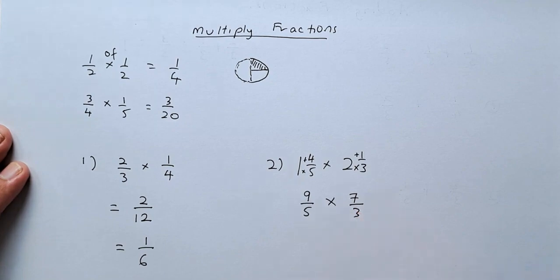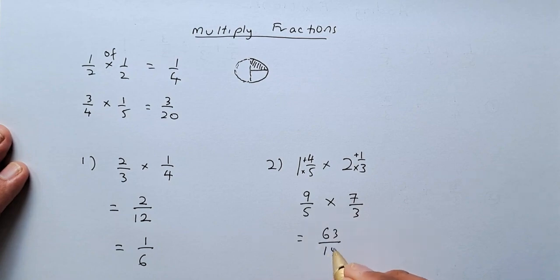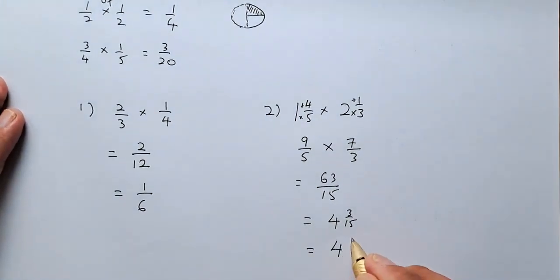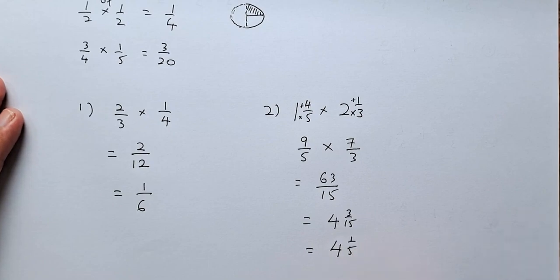You're going to multiply them. 9 times 7 is going to be 63 out of 15. And you need to simplify them. It's going to be 4, since 4 times 15 is 60. It's 3/15, and you can simplify further. It's going to be 4 and 1/5.